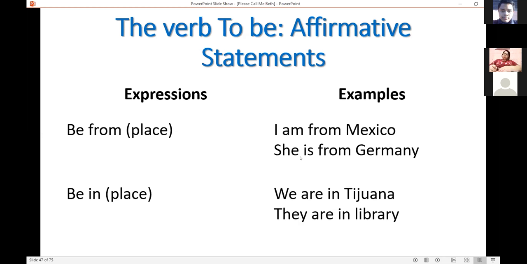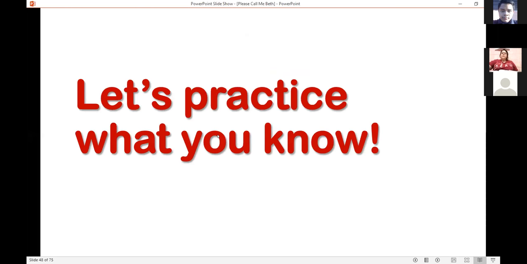Okay, so it's different to say I am from Mexico than saying I am in Mexico. So for example, I can say I am from San Miguel, but I am in San Salvador. So it's very different. Okay, any questions? So far, everything good, right? Cool, moving on. Let's practice. So this is about the verb to be, remember. So let's see what we have for practice.